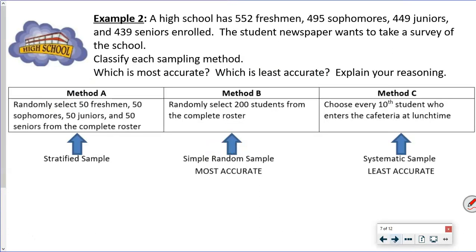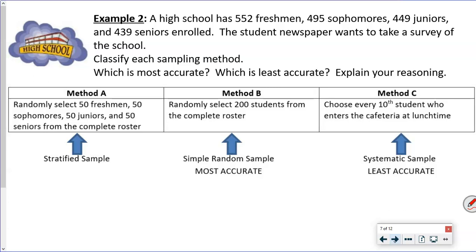All right, so example 2 says a high school has 552 freshmen, 495 sophomores, 449 juniors, and 439 seniors enrolled. The student newspaper wants to take a survey of the school. Classify each sampling method, which is most accurate, which is least accurate. Explain your reasoning. So the first one says randomly select 50 freshmen, 50 sophomores, 50 juniors, and 50 seniors from the complete roster. So this is a stratified sample, if we randomly did those.